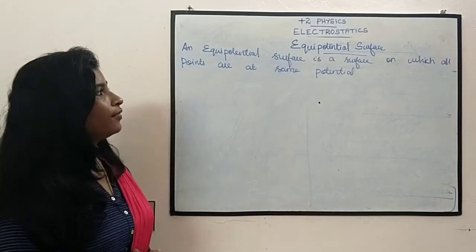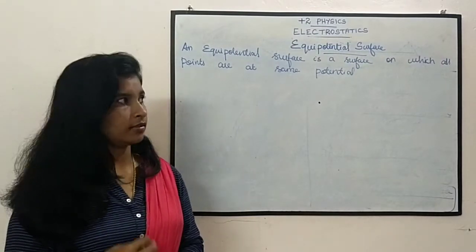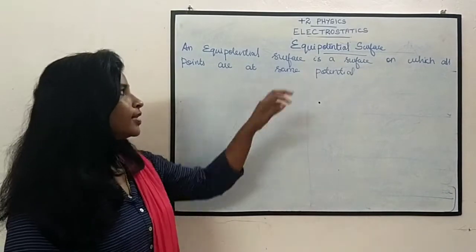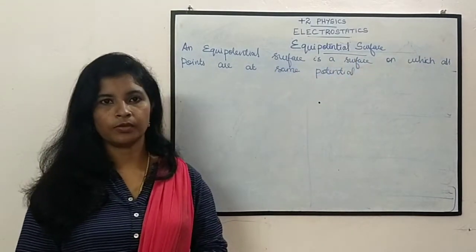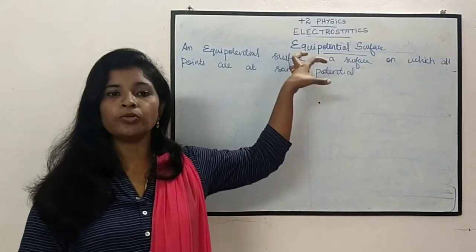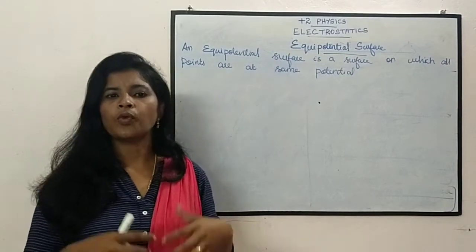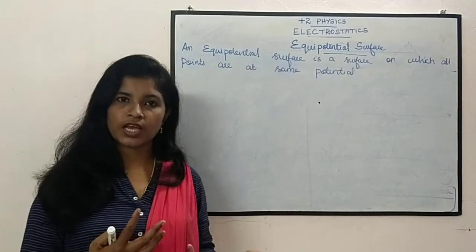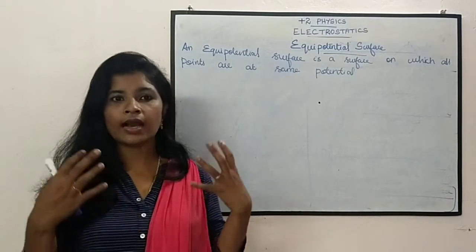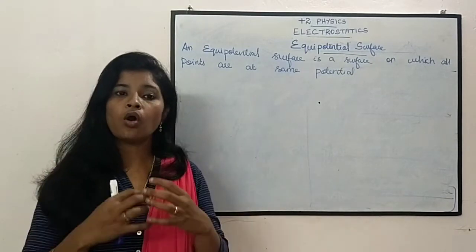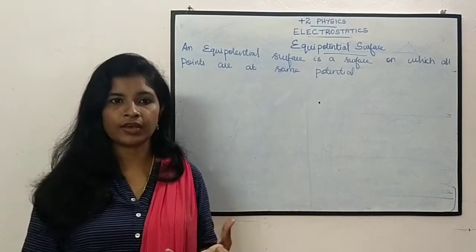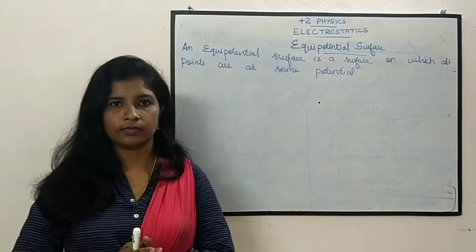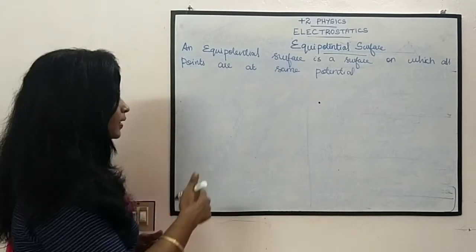Okay. So today we are going to start a next concept, that is equipotential surface. What is meant by this equipotential surface? Once we know about the potential and electric field, we can imagine all the points in an electric field are at same potential. I'll give you an example.